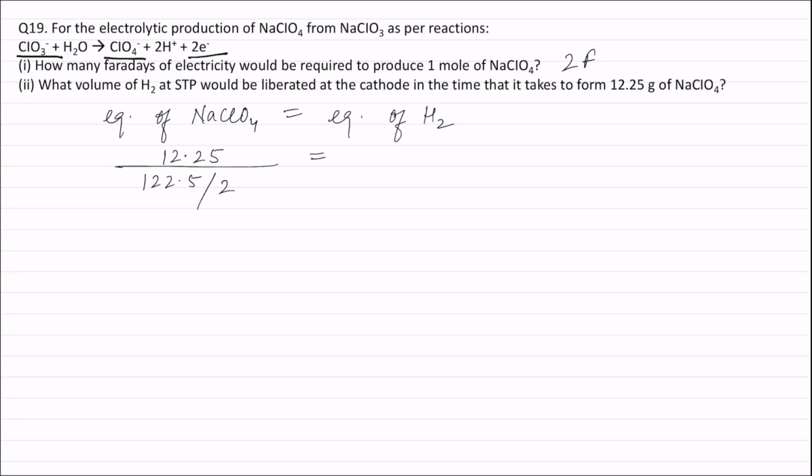Now equivalents of hydrogen is the volume of hydrogen liberated divided by the equivalent volume of hydrogen, that is 11.2 liters. Solving this equation, the volume of hydrogen liberated will be equal to 2.24 liters.